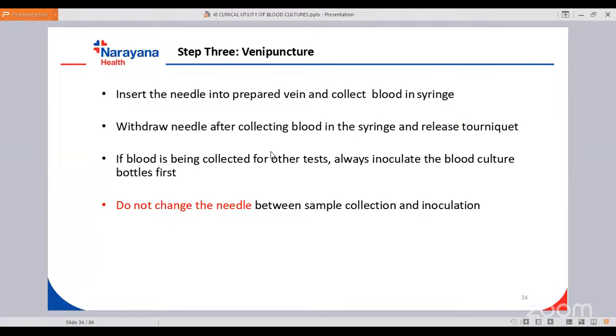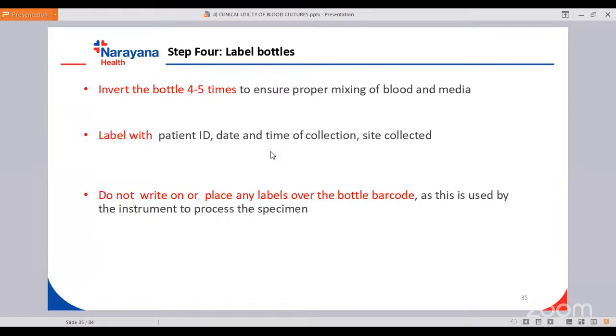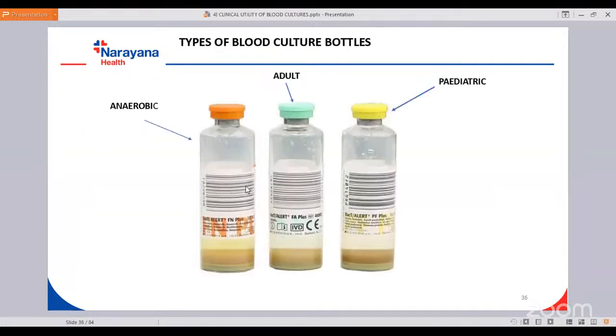The entire procedure has to be repeated. Insert the needle, collect the blood. Don't change the needle because since the advent of HIV/AIDS, the changing of needle has been stopped. Old timers still continue changing the needle, but now it is out. Label the bottles. After you've added blood into the blood culture bottle, move it inverted 4 to 5 times gently to ensure proper mixing. Label it, and importantly, don't label it on the barcodes because that's required for us while loading the bottle in the machine. There are 3 types of bottles available: pediatric, adult, and anaerobic.